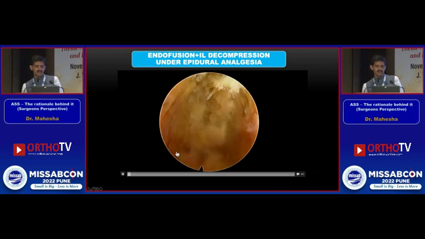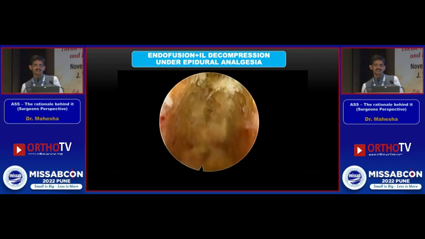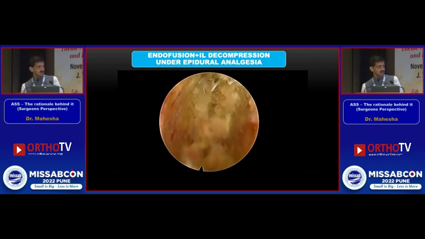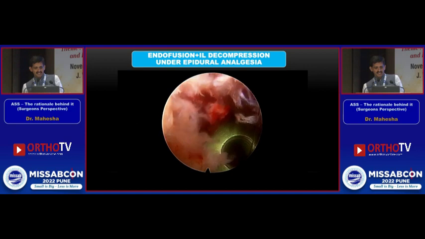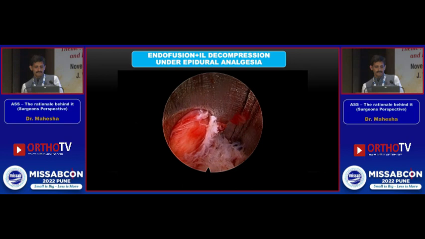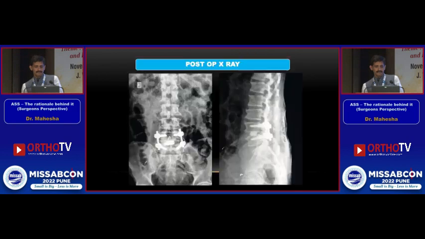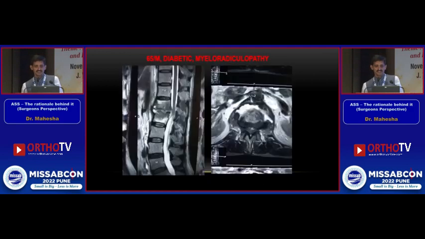So this is how beautifully you can prepare the disc space, end plates. You can never see this with any of the open surgeries or other forms of surgery because your scope goes right into the disc space. And that is the cage and that is the exiting root which is decompressed very well. So this is a post-operative X-ray. Patient had endofusion plus interlaminar decompression. These are the scars. You can hardly make out the scars. These are transverse wounds which don't even require skin sutures.